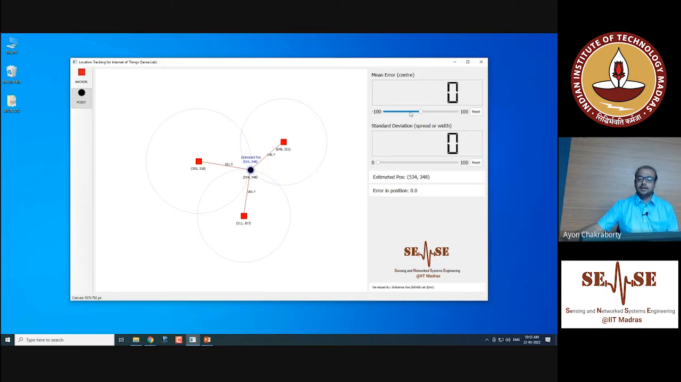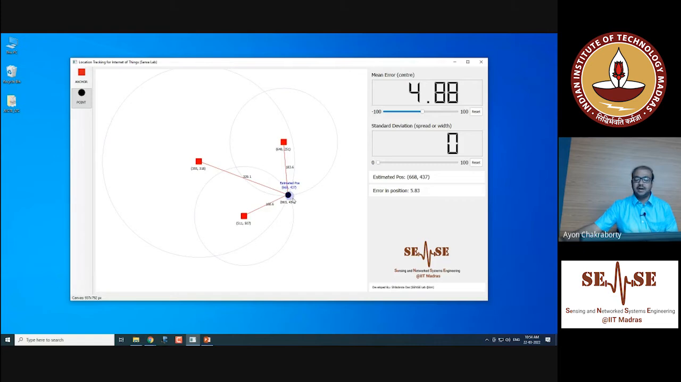I have two things I can do here. I'm picking the noise of the range from a distribution which has a mean and a standard deviation, as I just told you. If I add some mean error, let's say 4.88 meters, and then try to move it, we might not see a lot of error. The error is basically 5.83. If you see the estimated position of the node, it has shifted a little bit, because the ranges we have supplied are erroneous to the extent of 4 to 5 meters.